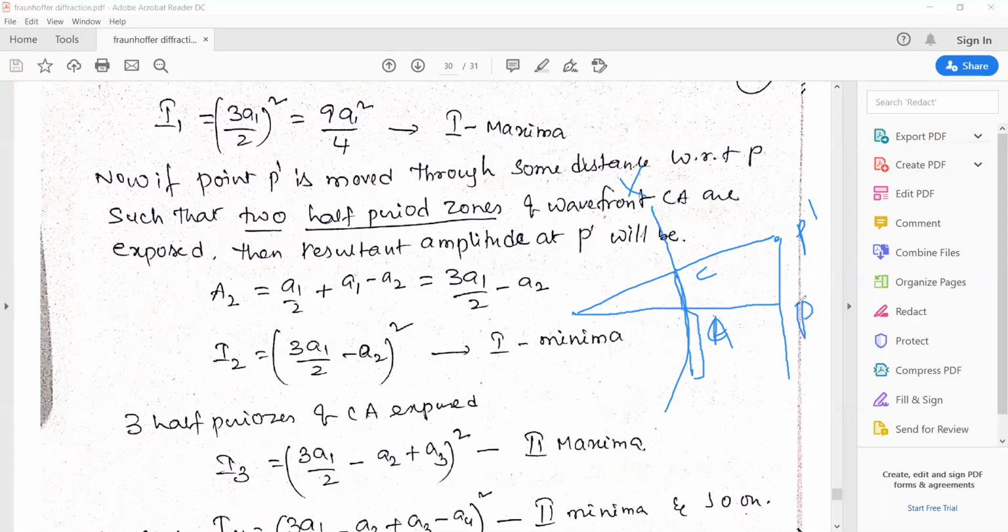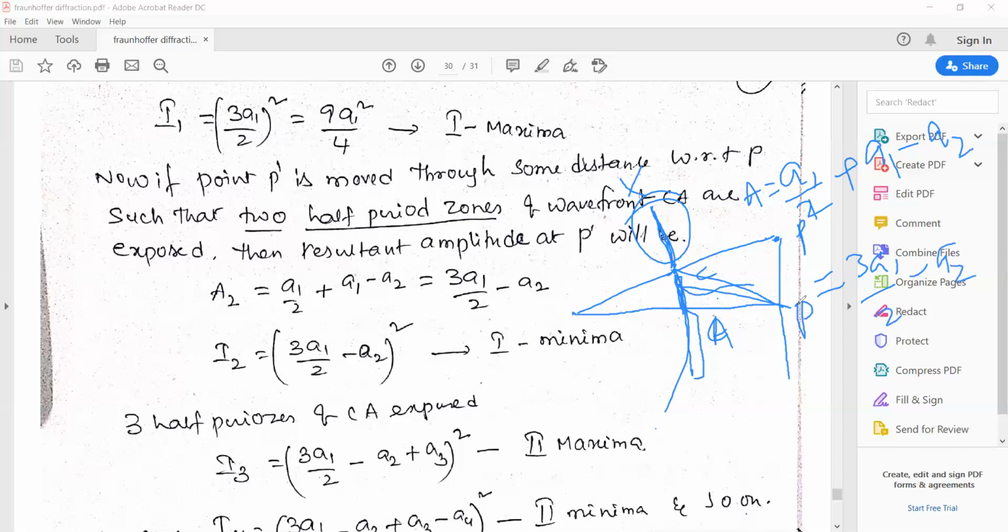This time let's consider there are two off period zones. There are two off period zones in this portion A to C, whereas this CX is the rest of the wavefront. So at this point, what will be the amplitude? Because of this CX wavefront, you will get just amplitude A1 by 2. Okay, this is common everywhere. Plus, since there are two zones, because of the first off period zone you will get A1. Okay, the second off period zone, the amplitude at point P you will get is A2. But I told you odd numbers will be positive and even numbers will be negative, so minus A2. Okay, so this will be 3A1 by 2 minus A2.